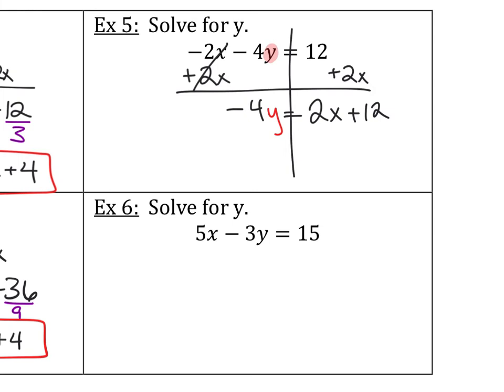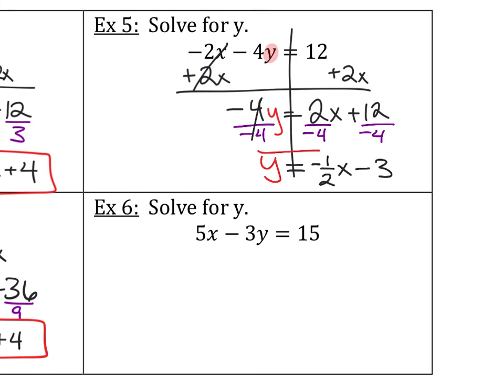But let's keep going. Wait, sorry, I heard a question. What would I divide all of these things by? Negative 4. So make sure you actually divide by that negative number. Negative 4 over negative 4 cancels out. You'd have y equal to whatever 2 over negative 4 is, which is negative 1/2 x. And then whatever 12 divided by negative 4 is, negative 3.